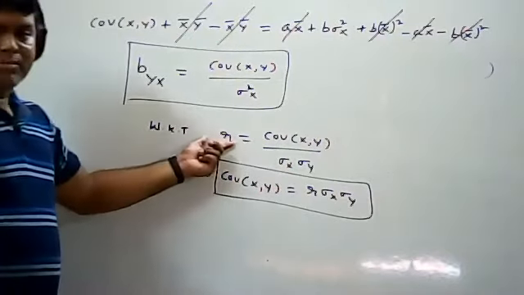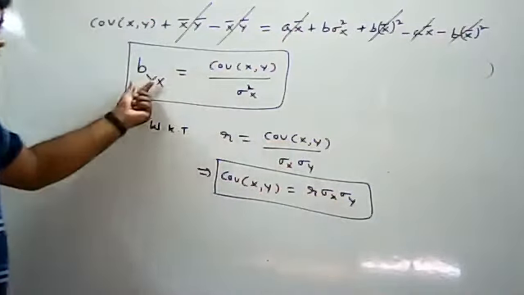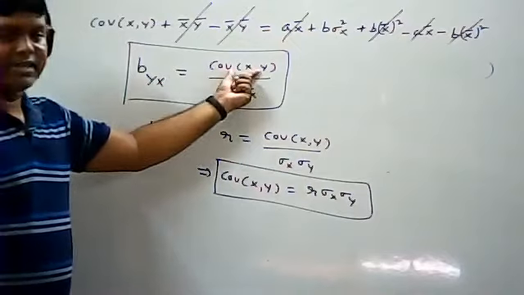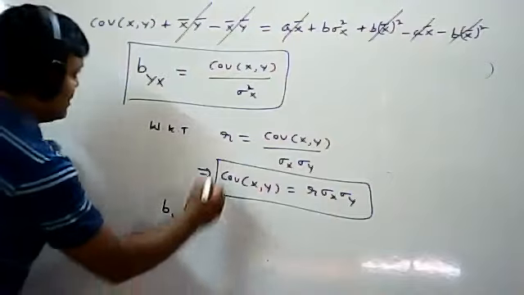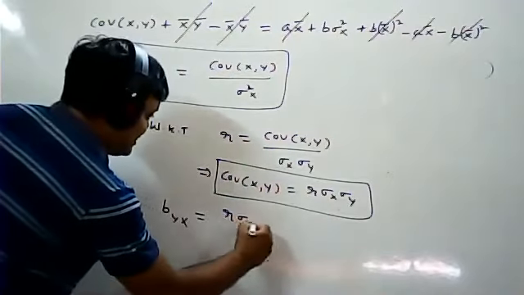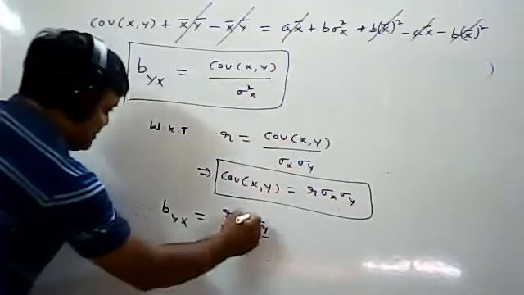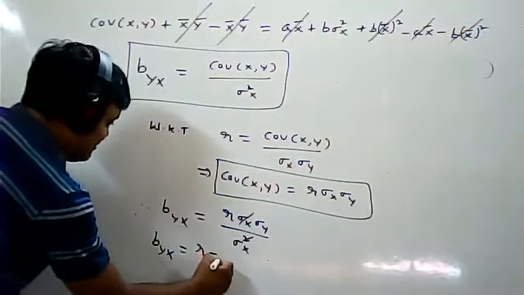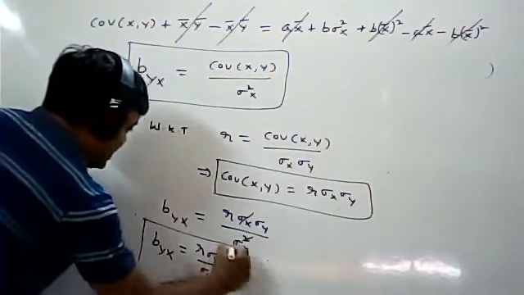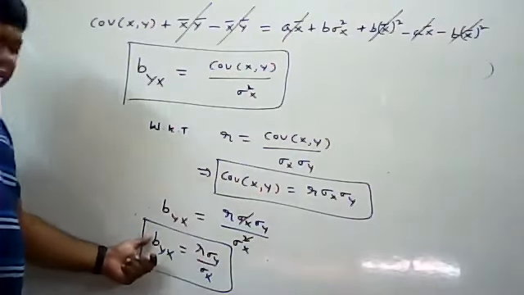This is a known formula. So from this I am calculating covariance of xy, that is nothing but r sigma x sigma y. Now I can calculate the byx value because I know covariance of xy. Therefore finally, byx equal to r sigma x sigma y divided by sigma square x. So sigma x gets cancelled. Finally byx equal to r sigma y by sigma x. Now I got the slope, because b is the slope.